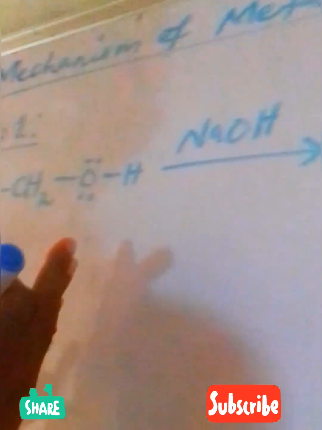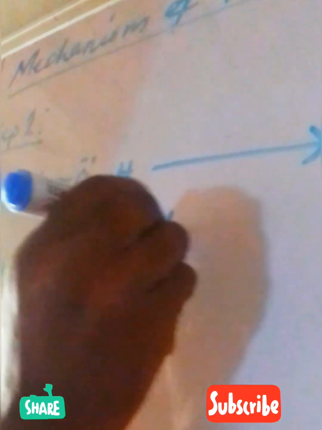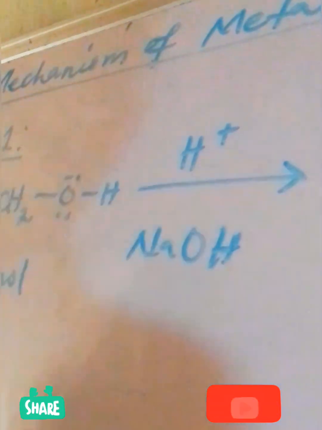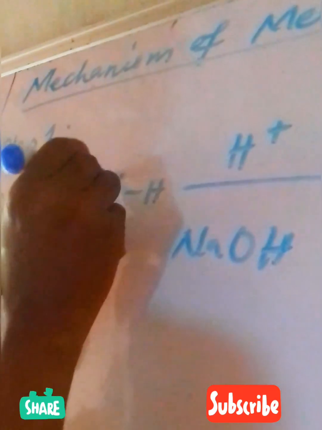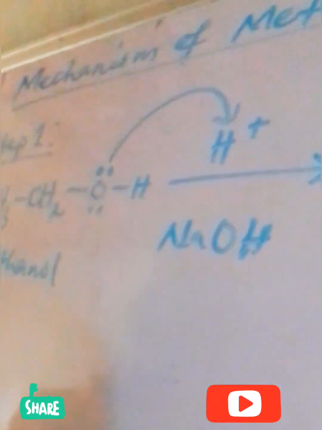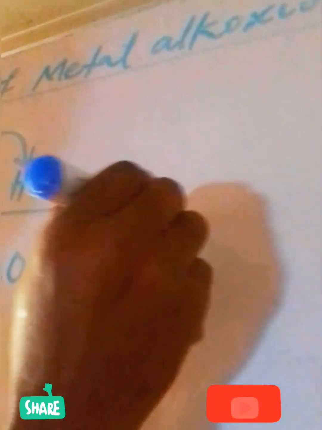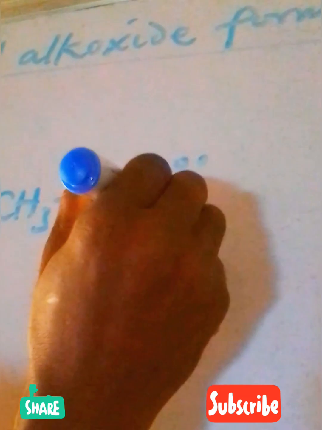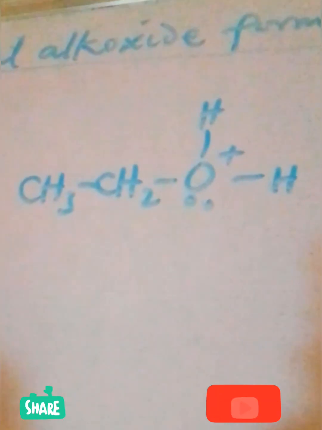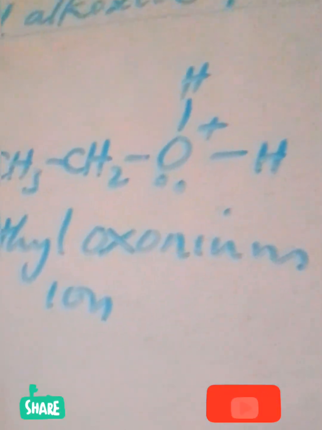What happens is that it will cause, this is ethanol, it will cause what is called protonation. Let me write this down here. Sodium hydroxide. A proton from the aqueous environment will be produced, and this will be used to protonate the ethanol. The pair of electrons moves into this proton, and we have CH3CH2OH2+. This is an oxonium ion called ethyl oxonium ion. It's an unstable ion.